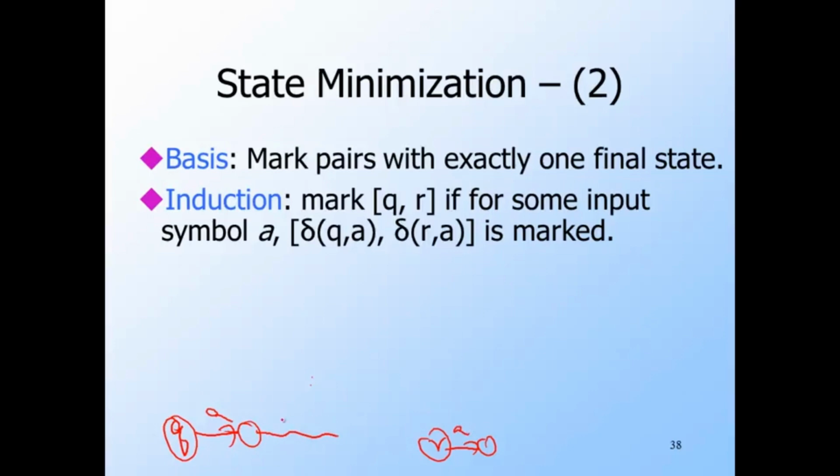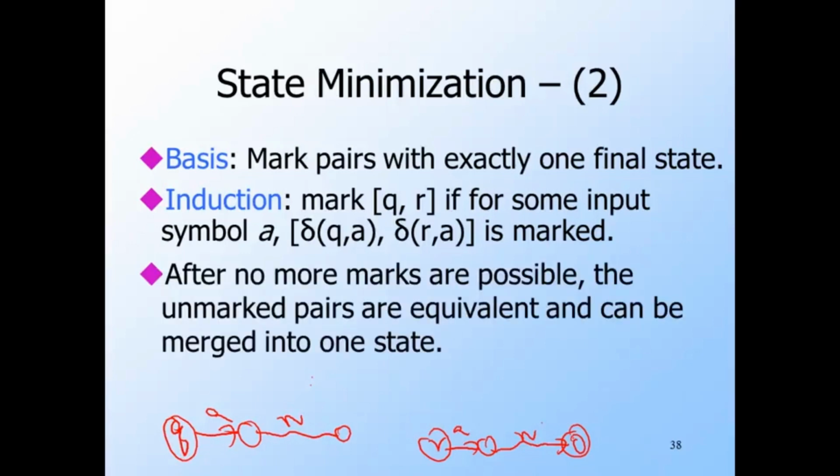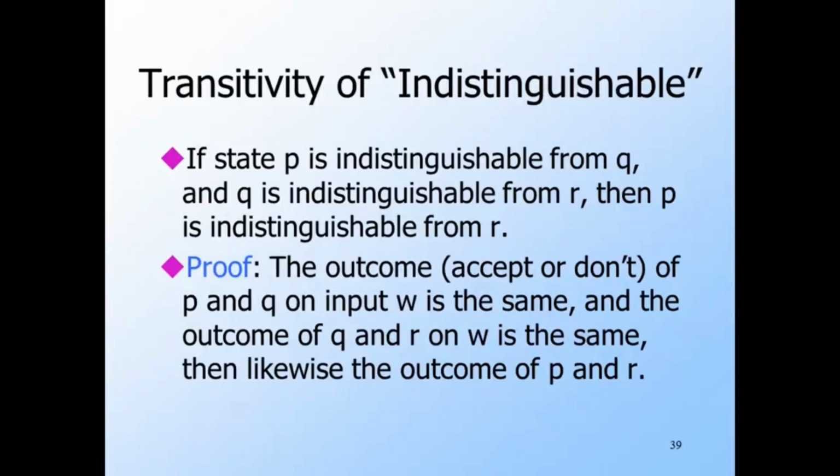And then these two states on input W, we'll say that this one goes to a non-final state, and that goes to a final state on input W. Okay. Then I claim AW distinguishes Q from R, because obviously Q goes on AW to a non-final state, and R goes on the same AW to a final state. After no more marks are possible, the unmarked pairs are equivalent and can be merged into one state. This point may be obvious, but we're going to need it in what follows.